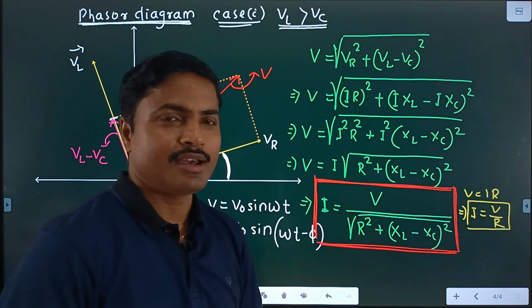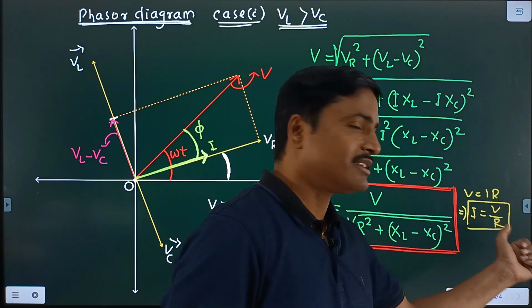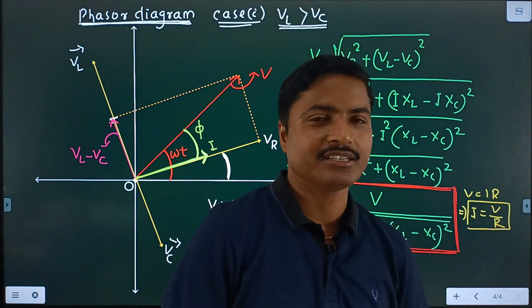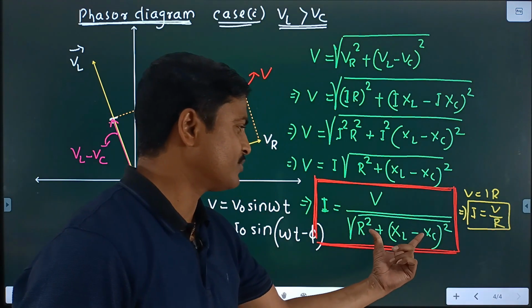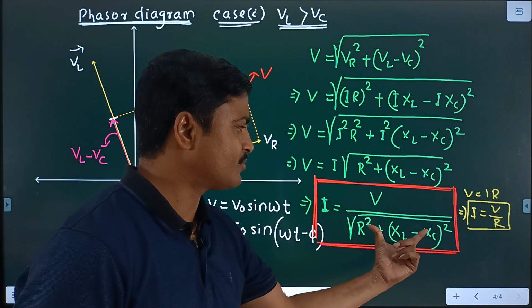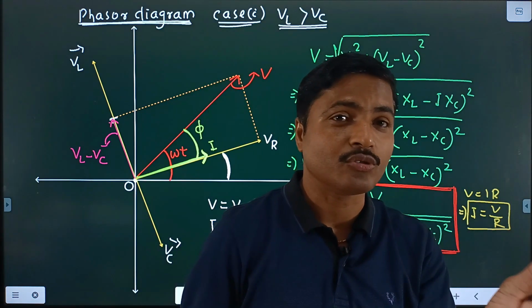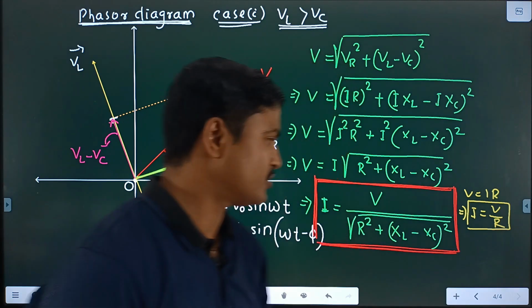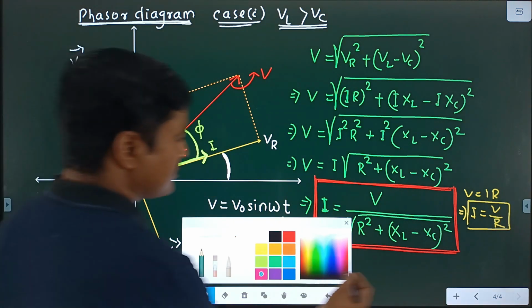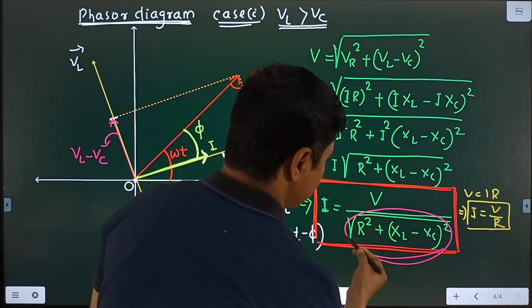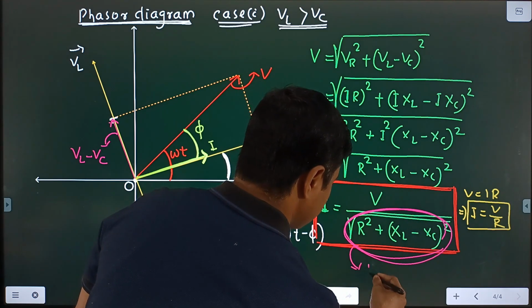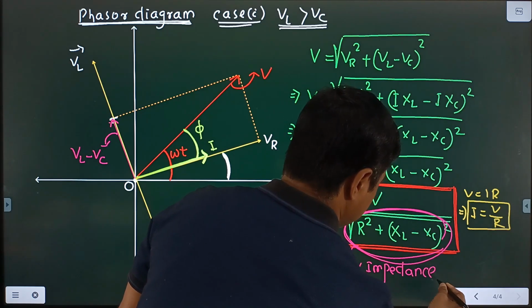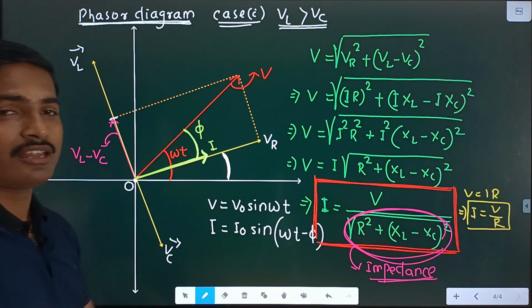In case of a resistor circuit, R means the opposition effort to the flow of current by a single resistor. Here in place of R this expression is there, so that this one is the opposition effort to the flow of current by a series LCR circuit, and this opposition effort is known simply as impedance. This is the expression of impedance, clear?